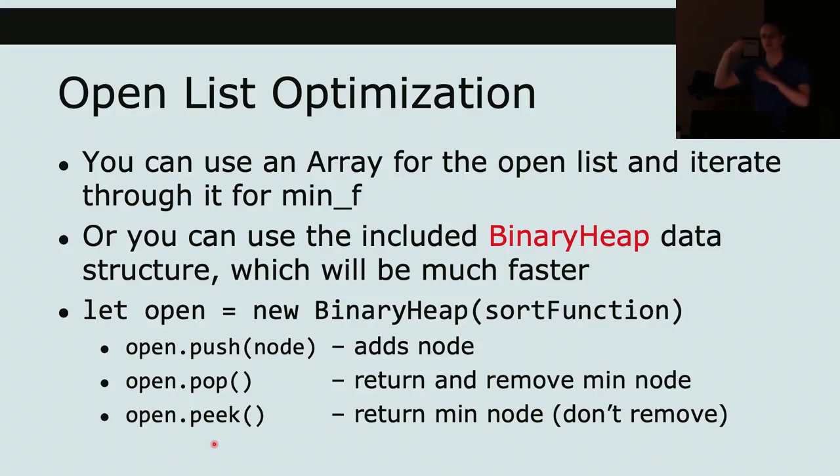Okay, because for the bidirectional search, you're going to want to look at both open lists, but only actually remove one of them, possibly. So the original data structure did not come with a peek, but I added a peek to the data structure.